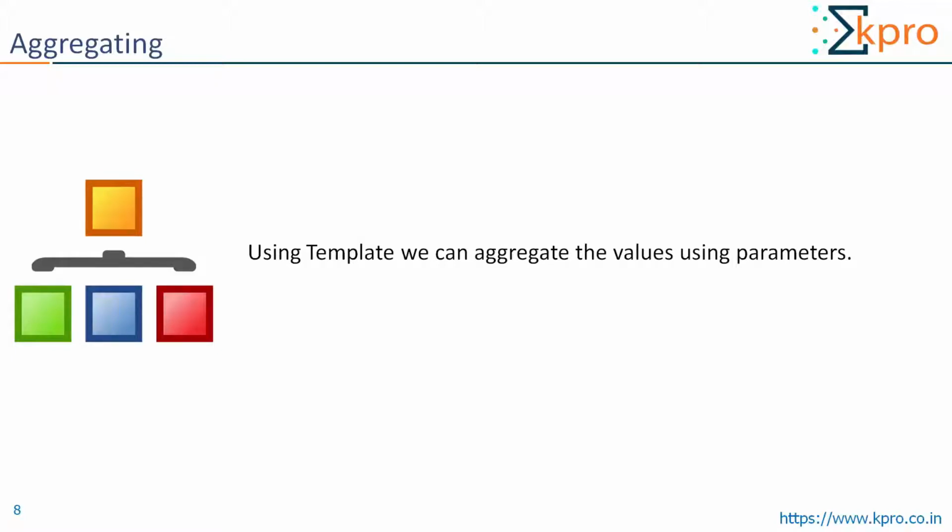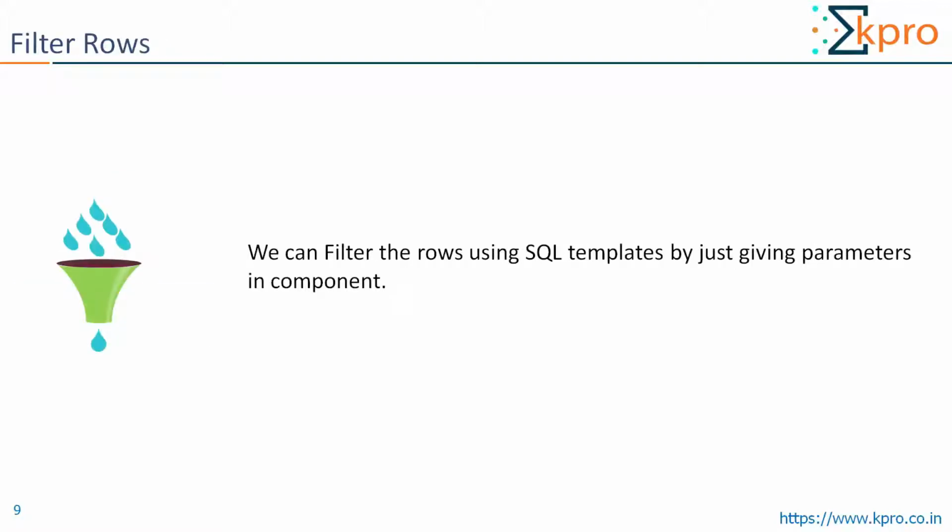Aggregating. Using the SQL template, we can aggregate the values from the source data to the target table. Filter rows. Using the SQL template, we can filter the rows from the source and put them into the target table. We'll see examples of these two templates.